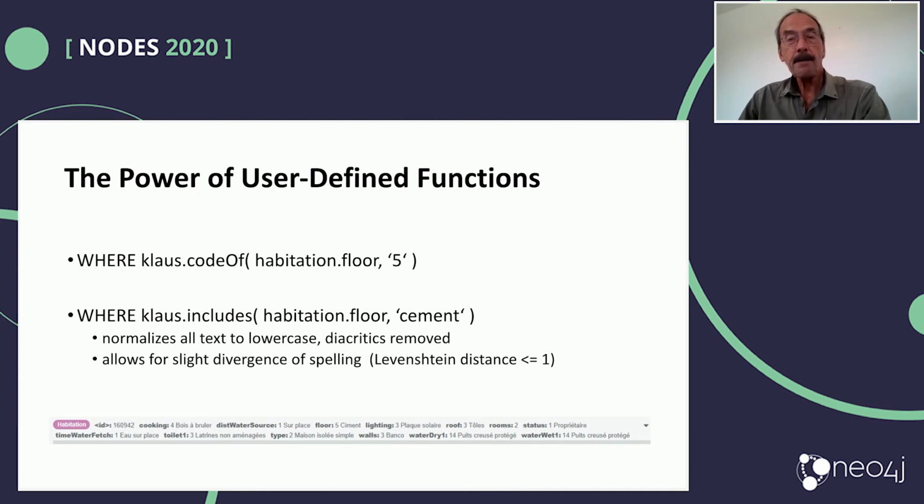This is a very powerful feature in Neo4j. You can extend the Cypher query language with your own functions written in Java with the full functionality of Java. So I wrote a function codeof, which takes a property name and a code, and a second function called includes, which again takes a property and a part of the description of that property.